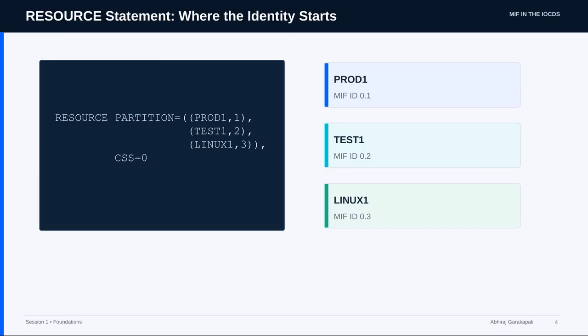This is the point where the idea becomes concrete. In the resource statement, partitions are listed with position values inside a channel subsystem. Those values contribute to the partition's MAF identity. In the example, prod1, test1, and linux1 all belong to CSS0 and receive different positions. Think of the resource statement as the front desk assigning room numbers. The names are easy for people to remember. The MAF IDs are the precise numeric addresses used by the machine when it needs to identify a specific partition.